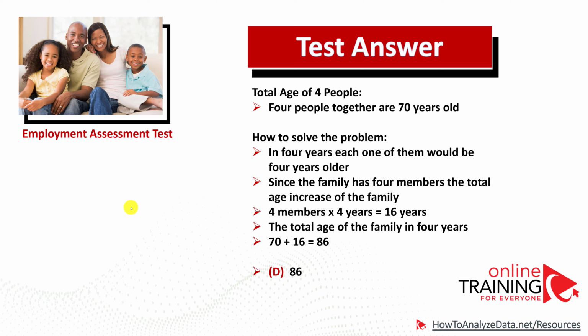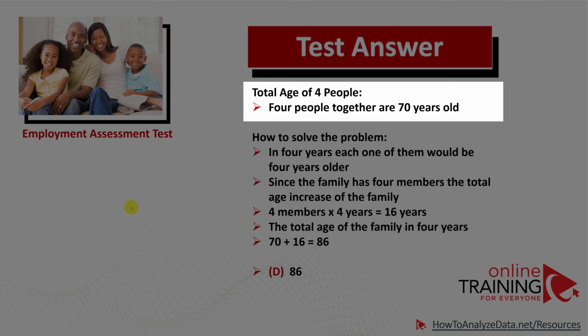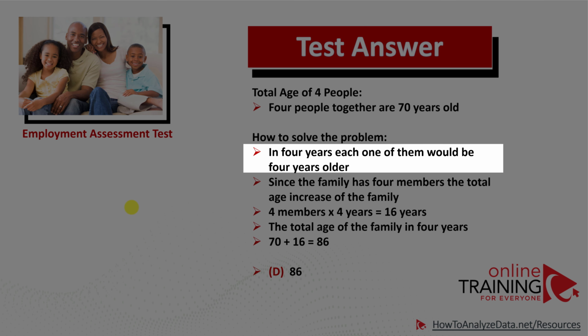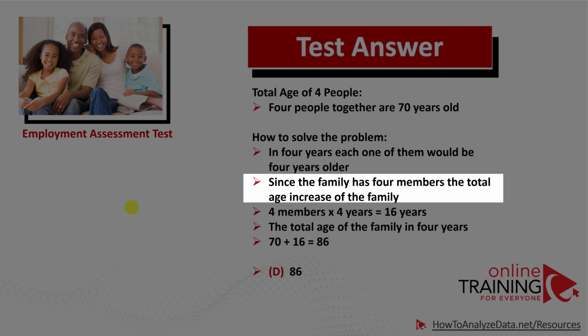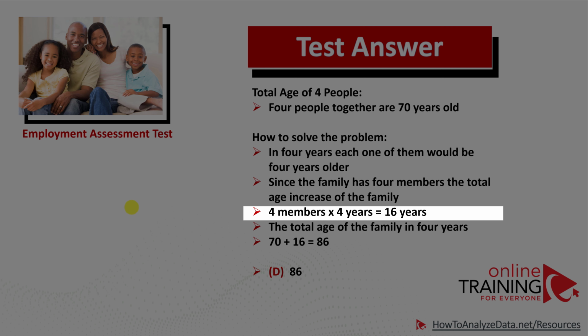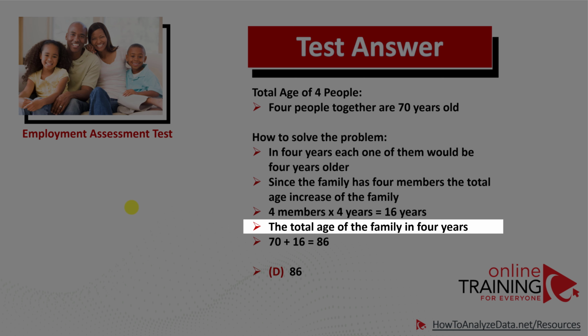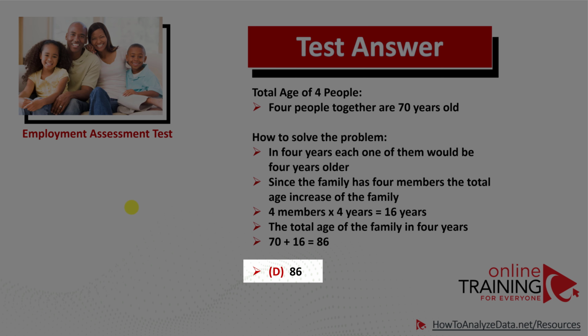The easiest way to solve this challenge is to understand what we are being asked. Currently, total age of 4 people together is 70 years old. And you have to understand that in 4 years, each family member will be 4 years older. Since family has 4 members in total, age increase for the family will be 4 multiplied by 4 members multiplied by 4 years, which would be 16. So the total age of the family members in 4 years will be 70 plus 16 would be 86. So the correct choice here is choice D, 86.